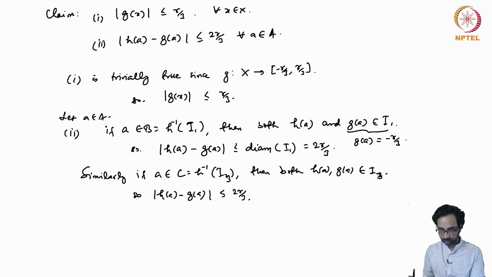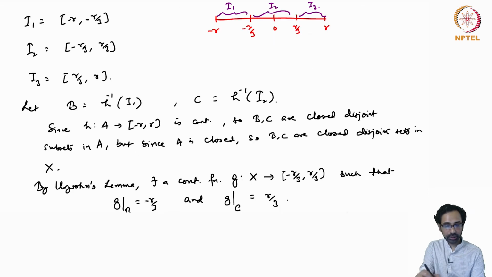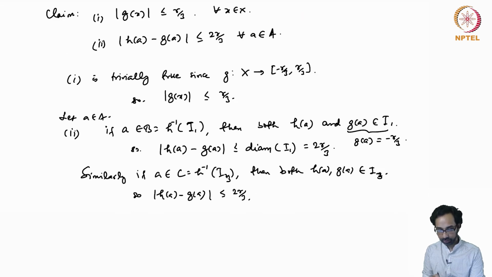So just a slight correction here, I have taken C to be h inverse I2, but it should be h inverse I3, and that's how we get B and C to be disjoint closed sets. Okay, so that said, we come back to our claims. If a belongs to either B or C, then we see that this is okay.